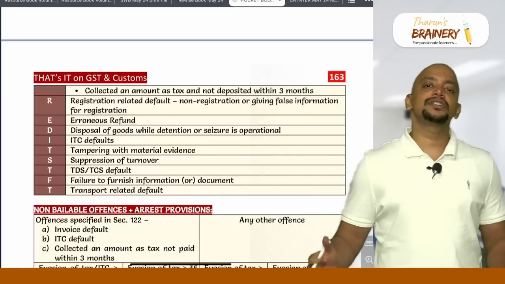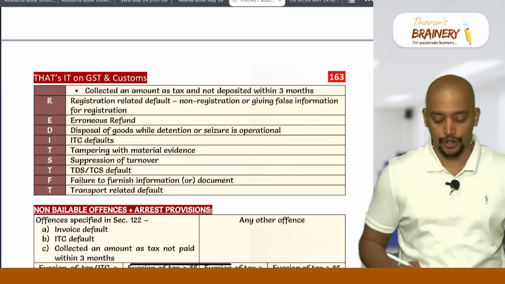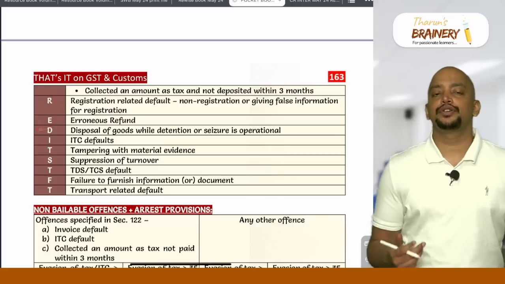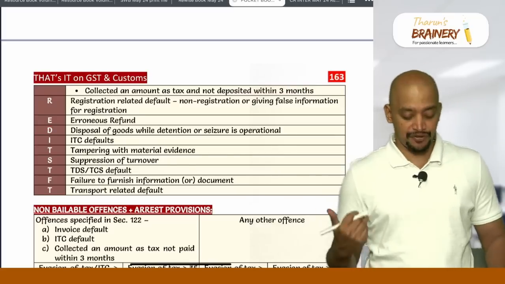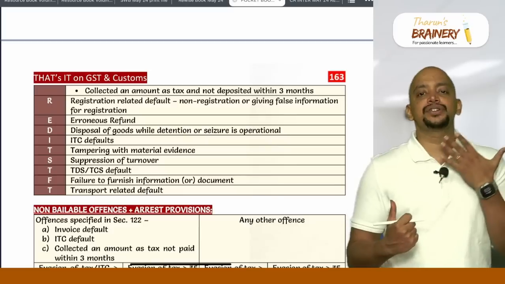So you are giving some false information like fake documents, etc., all for the purpose of registration, or forged documents. Then E for erroneous refund. You are not supposed to get the refund, but you claim the refund erroneously or wrongly. Then D for disposal of goods while detention or seizure is operational.